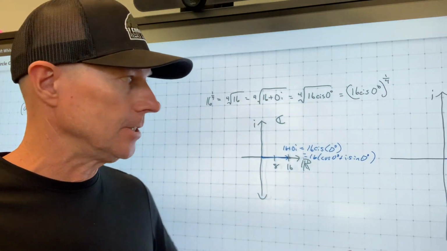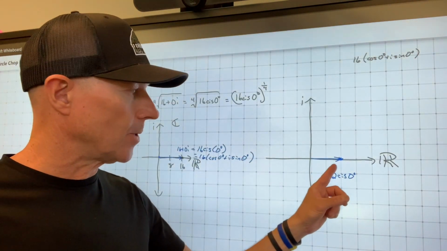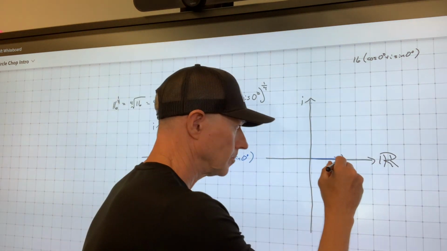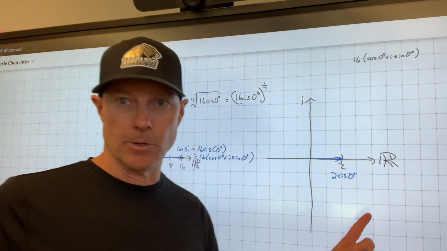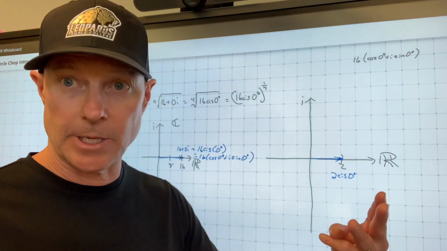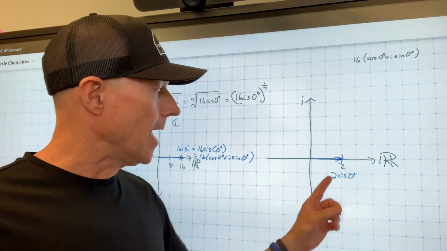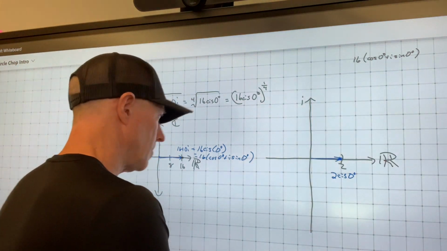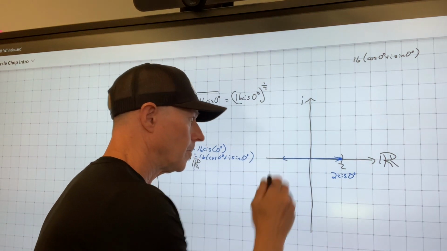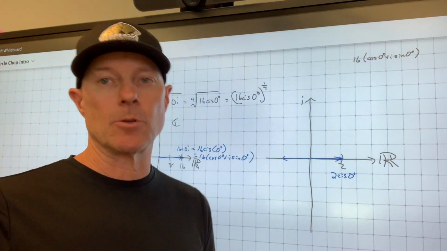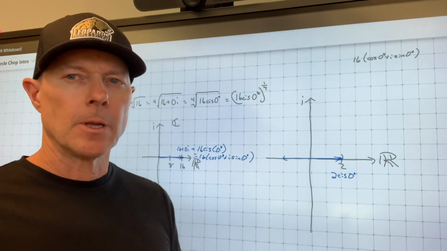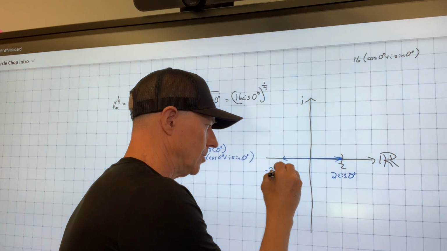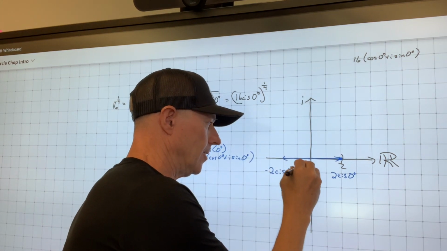One obvious answer is 2, because 2 is right here on a Cartesian plane. It would have a direction of 0 as well, and 0 plus 0 plus 0 plus 0 is still 0, and 2 times 2 times 2 times 2 is 16. What about negative 2? Negative 2 times itself 4 times will be positive 16, but its direction is 180 degrees. So this is 2 cis 180 degrees.